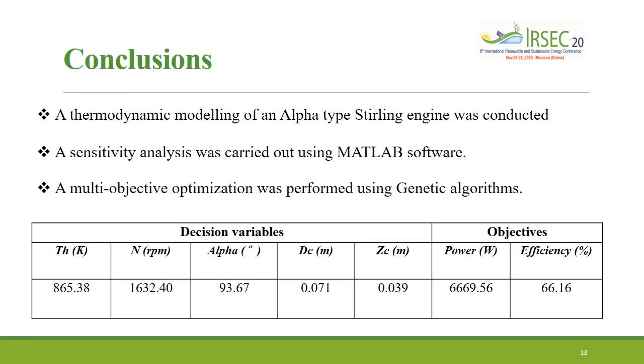In this study, a thermodynamic modeling of an alpha-type Stirling engine was conducted using the ideal adiabatic model for electricity production in Moroccan remote areas based on converting solar energy. Firstly, a sensitivity analysis was carried out using MATLAB software, and then a multi-objective optimization of output power and efficiency was carried out using genetic algorithm.